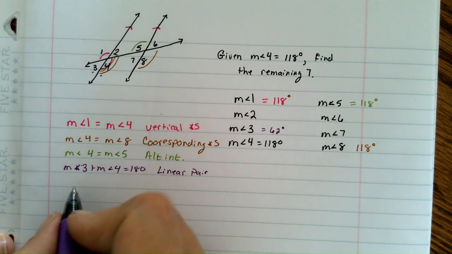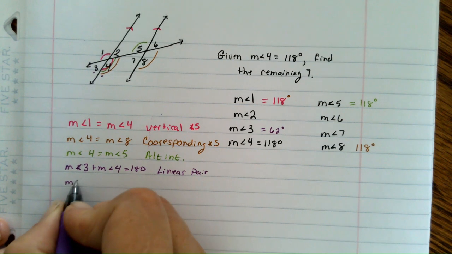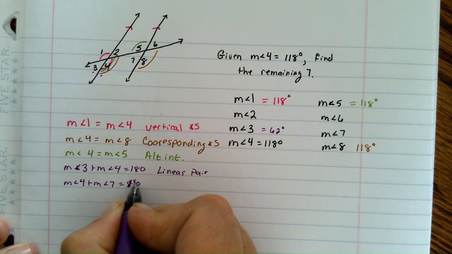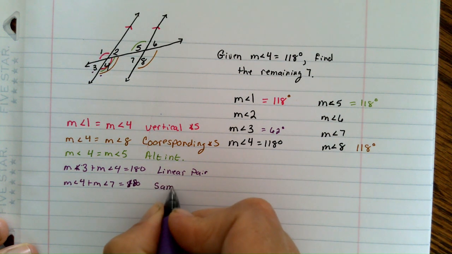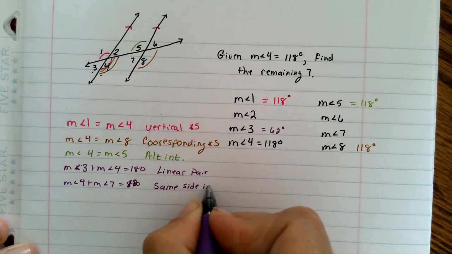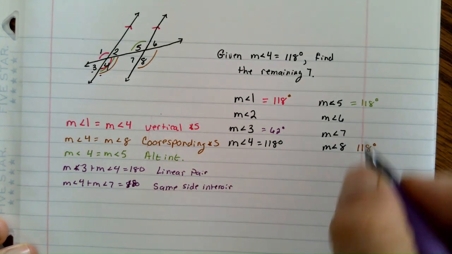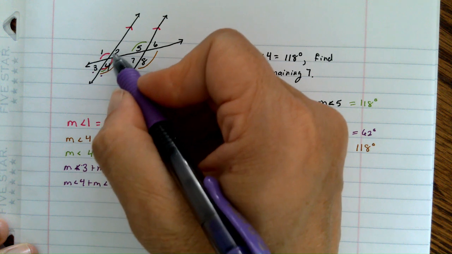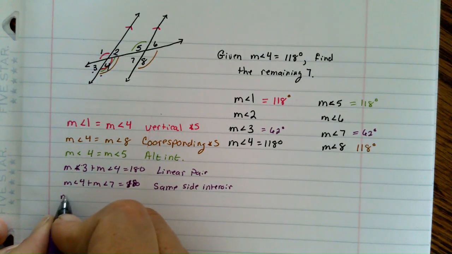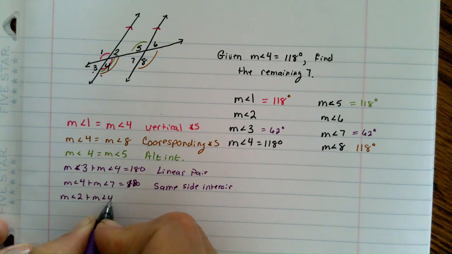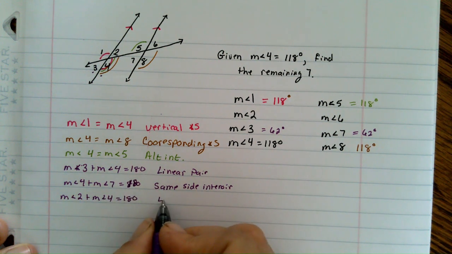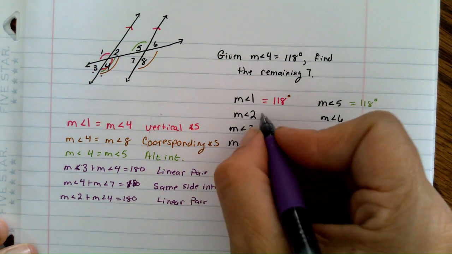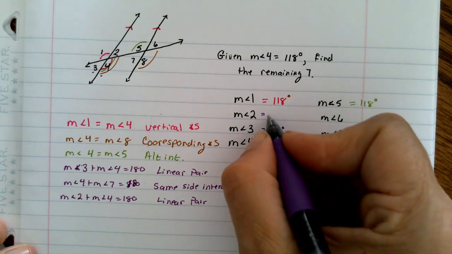Well, 4 and 7 are same side interior. So 4 and 7 also have to be 180. Whoops, transpose those numbers because the same side interior, making angle 7 also 62 degrees. If you said 4 and 2 were a linear pair, you'd be correct. Again, another linear pair. So that means angle 2 is also 62 degrees.